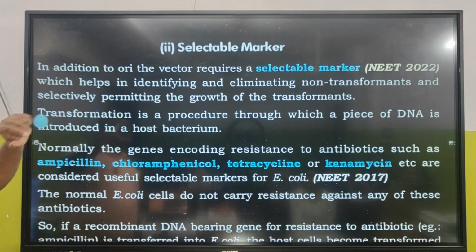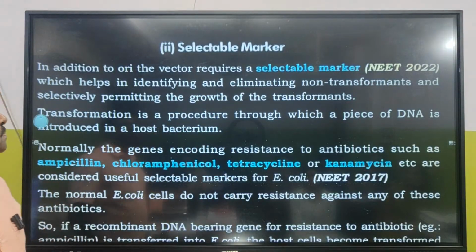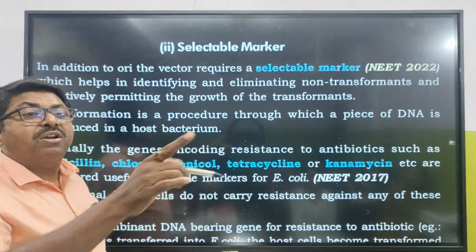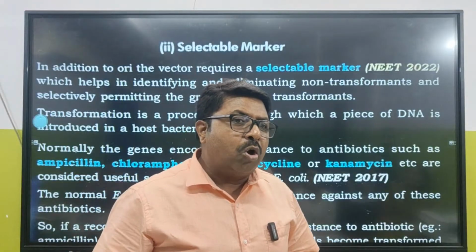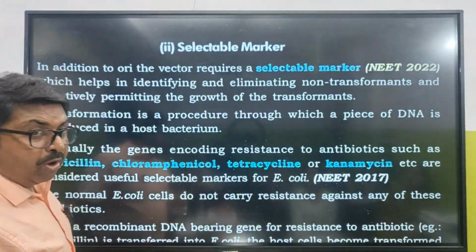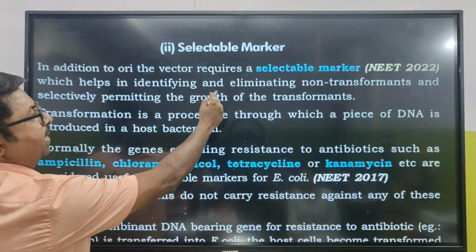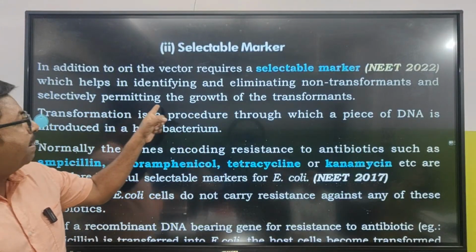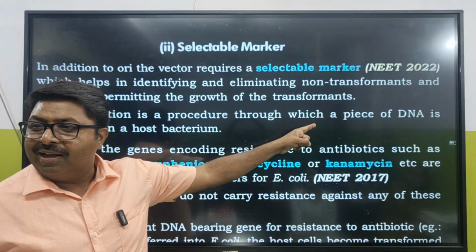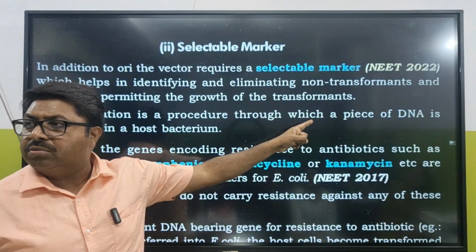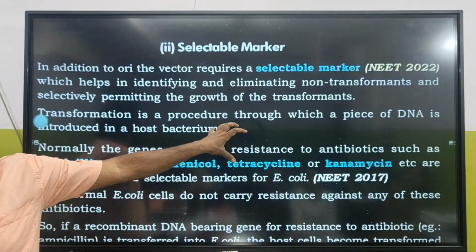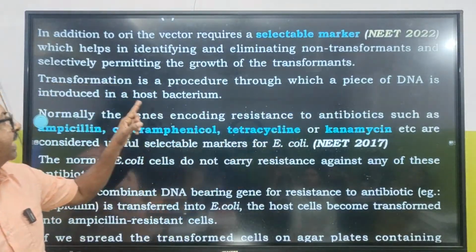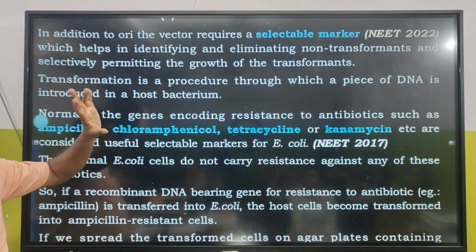Selectable marker. In addition to ORI, the vector requires a selectable marker, which helps in identifying and eliminating non-transformants. Do you require transformants or non-transformants? You require transformants, eliminating non-transformants and selectively permitting the growth of the transformants. Is the non-transformant of any use to you? No. So what do you require? Transformants. Transformation is a procedure through which a piece of DNA is introduced into a host bacterium.